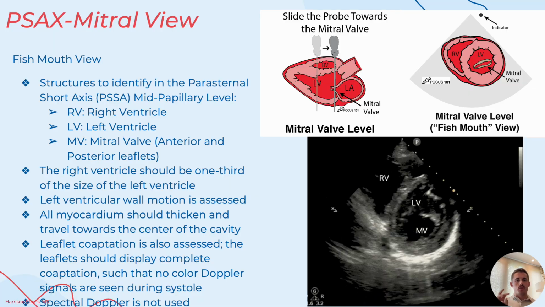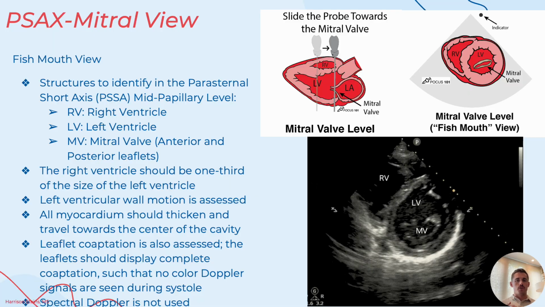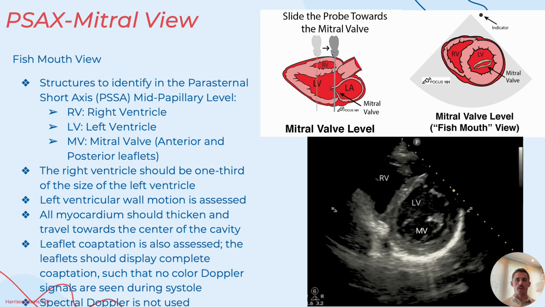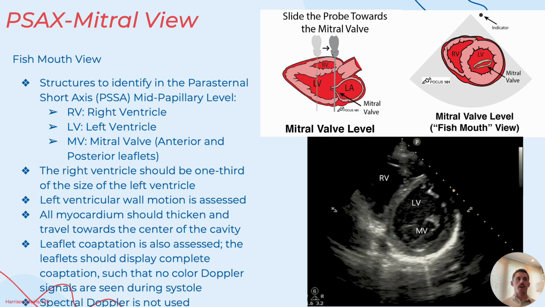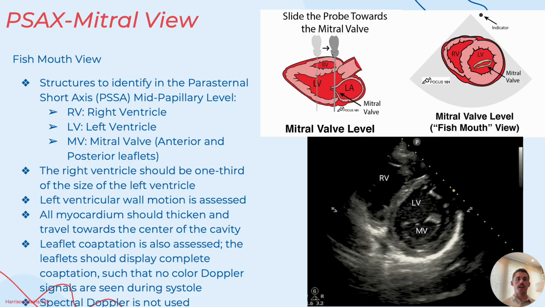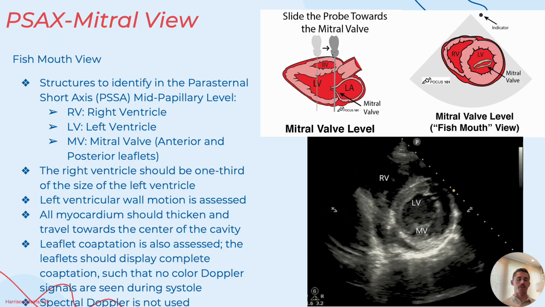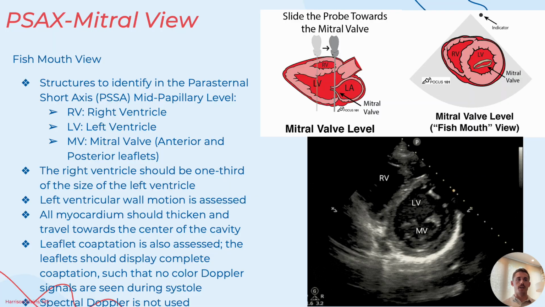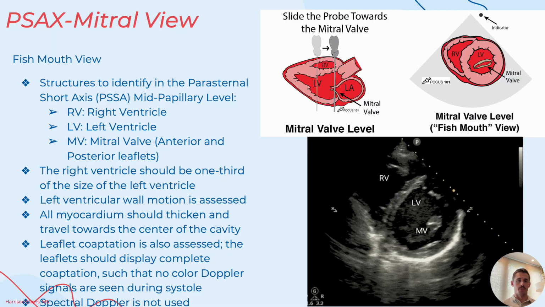Overall, the right ventricle should be a third of the size of the left ventricle. If we have changing of that, then that can be pathologic, right? So we have a buildup of, say, like pulmonary pressure if you're getting the right ventricle starting to bow out into the left ventricle, or you're getting a larger right ventricle because there might be something like a pulmonary embolism.